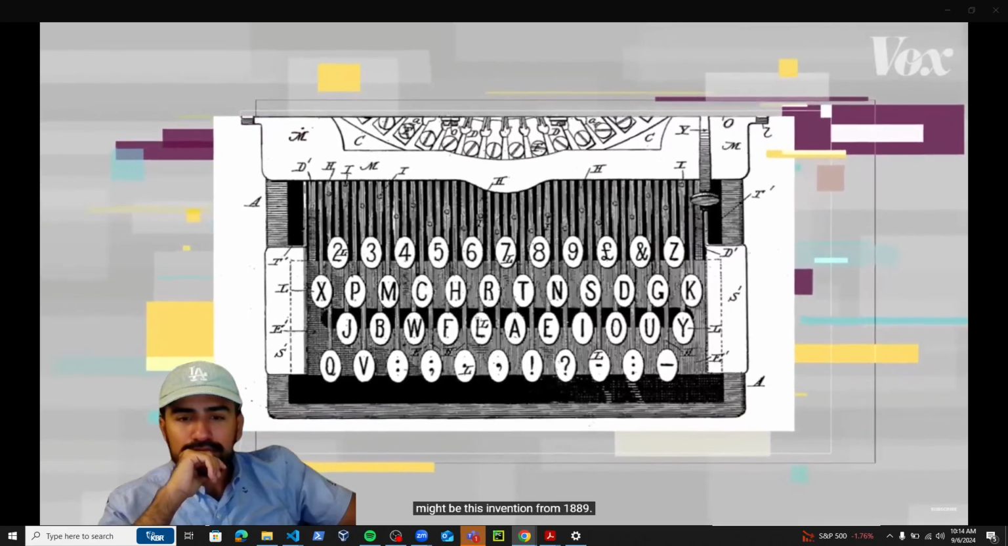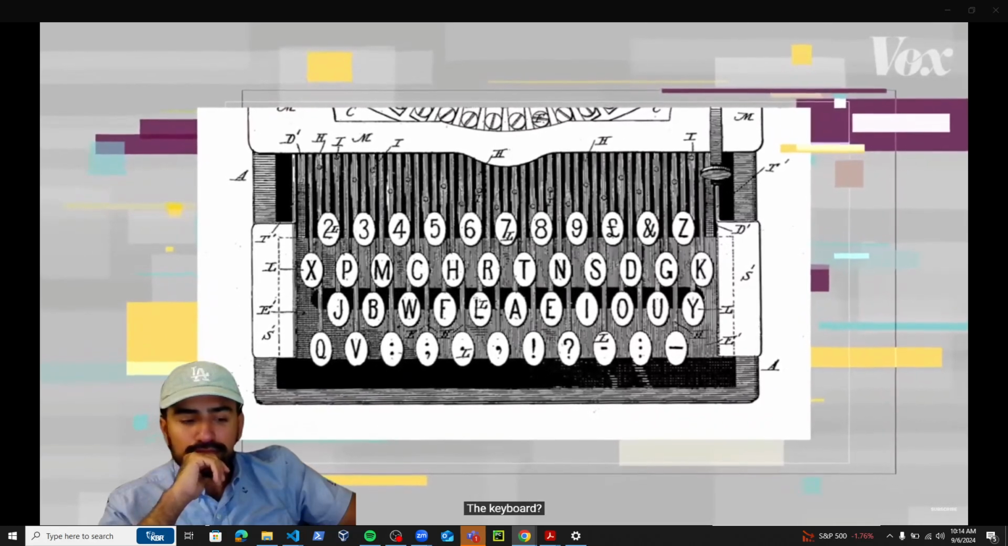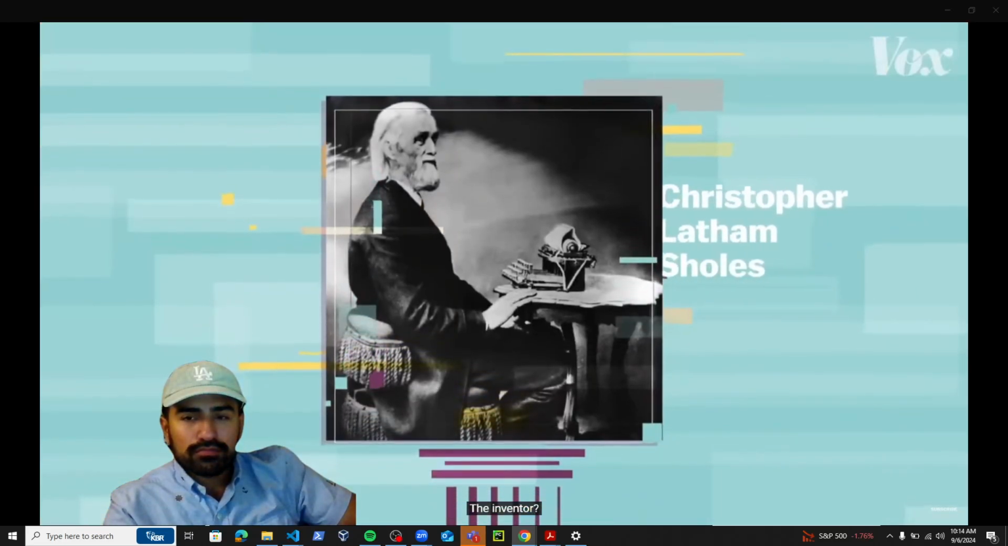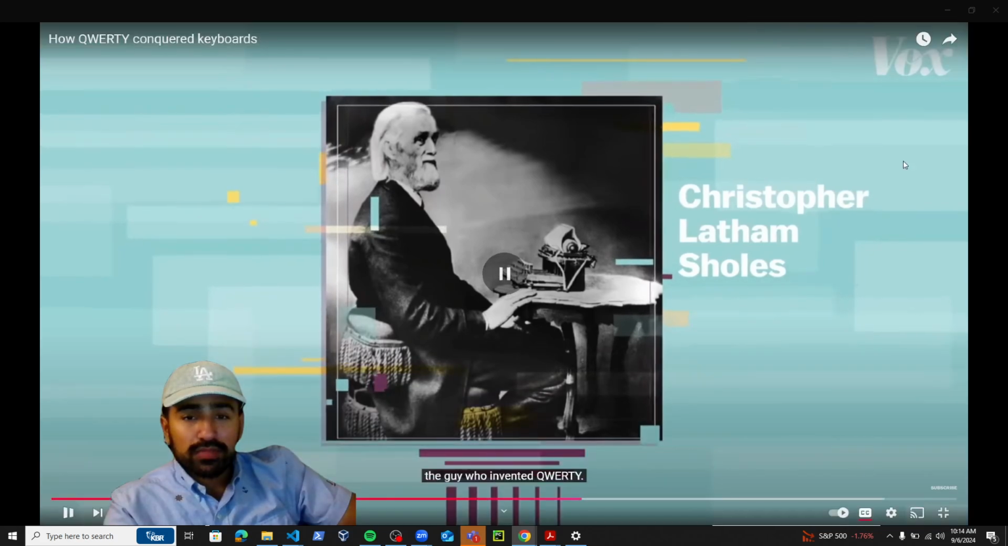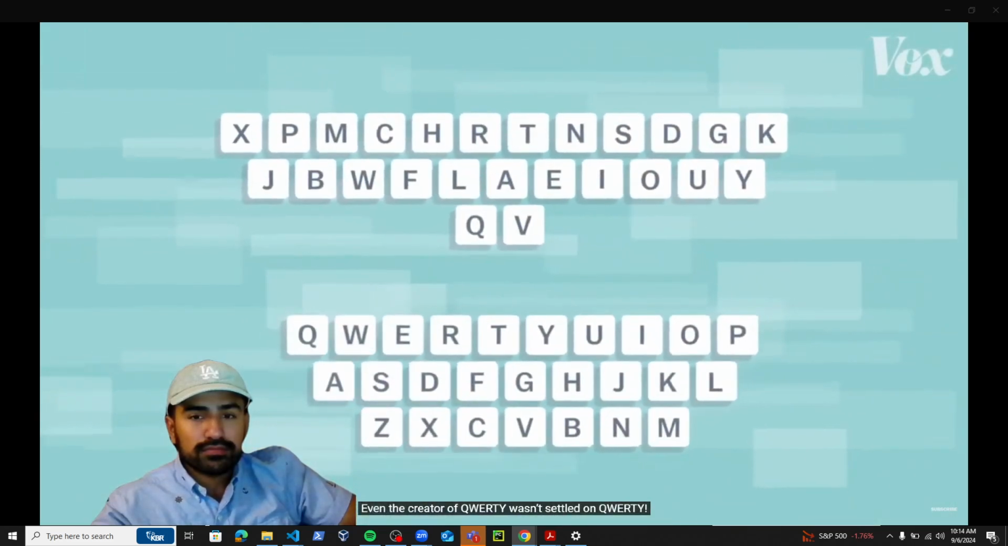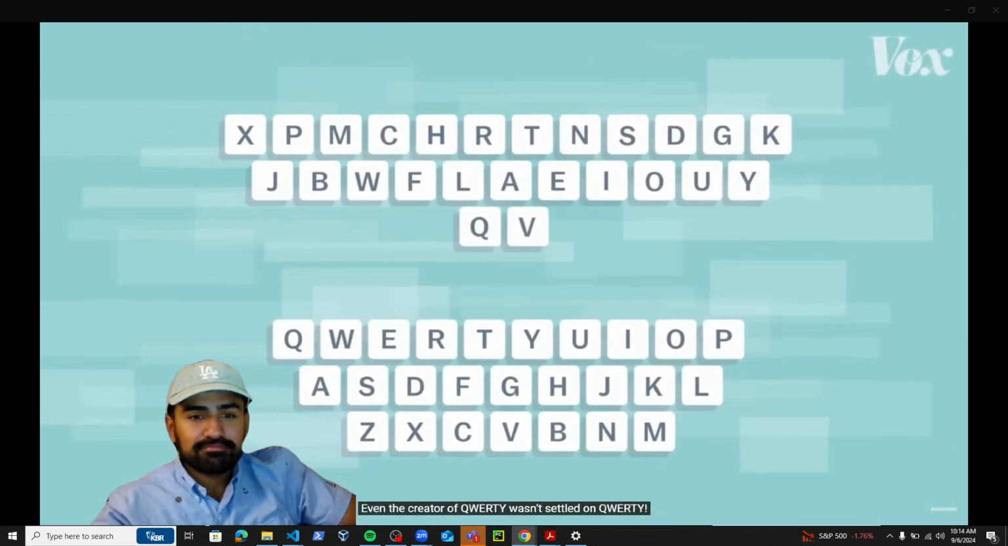The keyboard? Not QWERTY, but Expuncture. The inventor? Christopher Latham Sholes, the guy. Yeah, so the same person responsible for QWERTY actually kept innovating. He kept trying to perfect the keyboard, and QWERTY was not his last iteration. He had different versions come much after QWERTY. The guy who invented QWERTY created it just before he died. Even the creator of QWERTY wasn't settled on QWERTY.